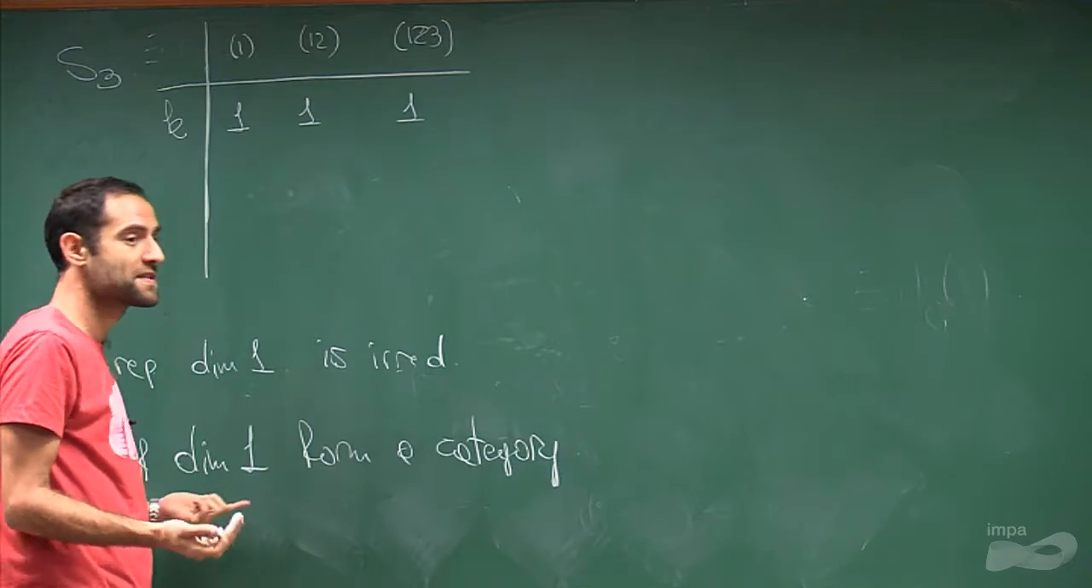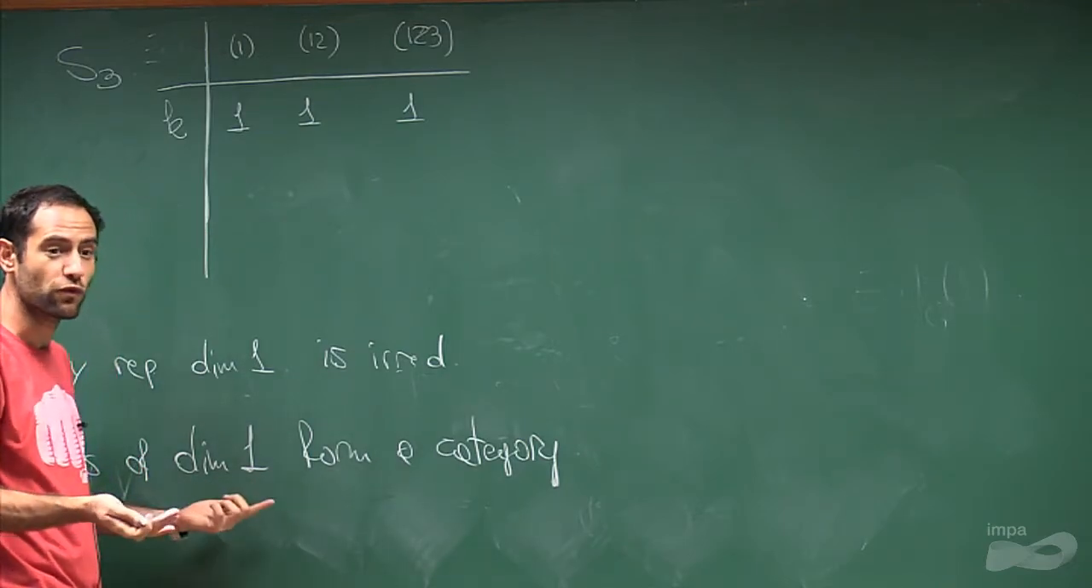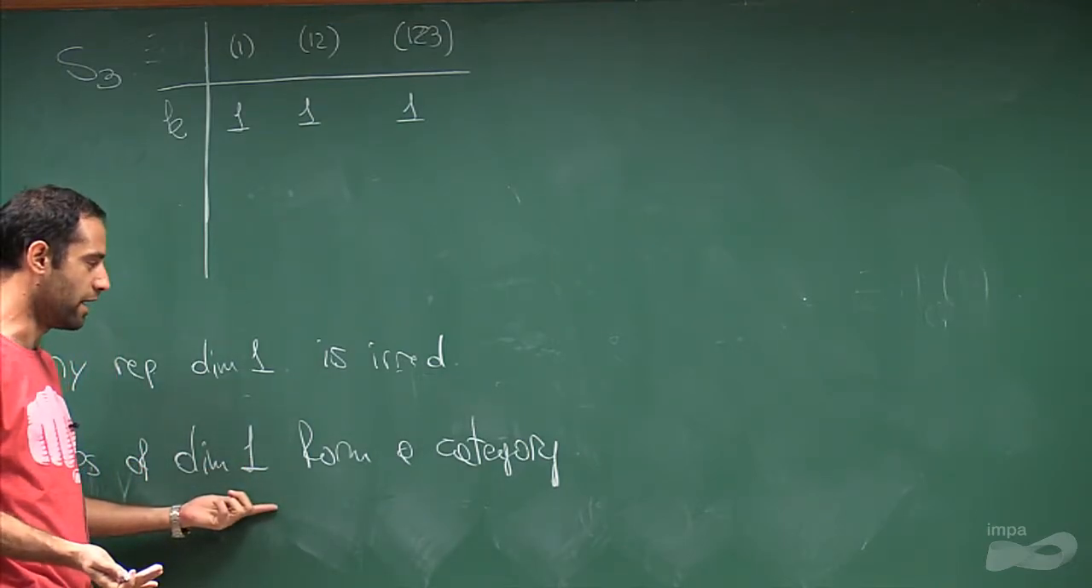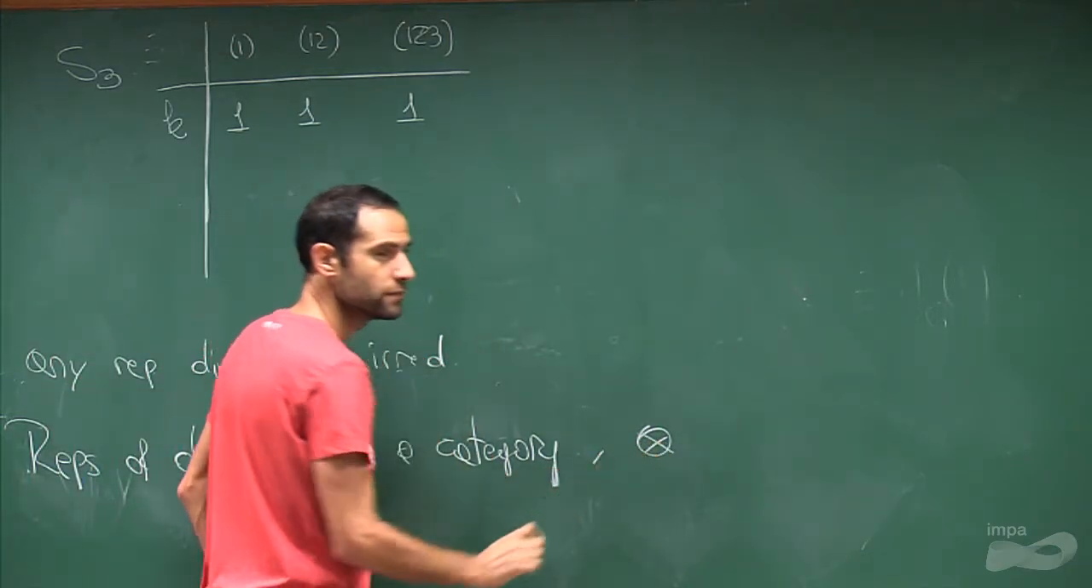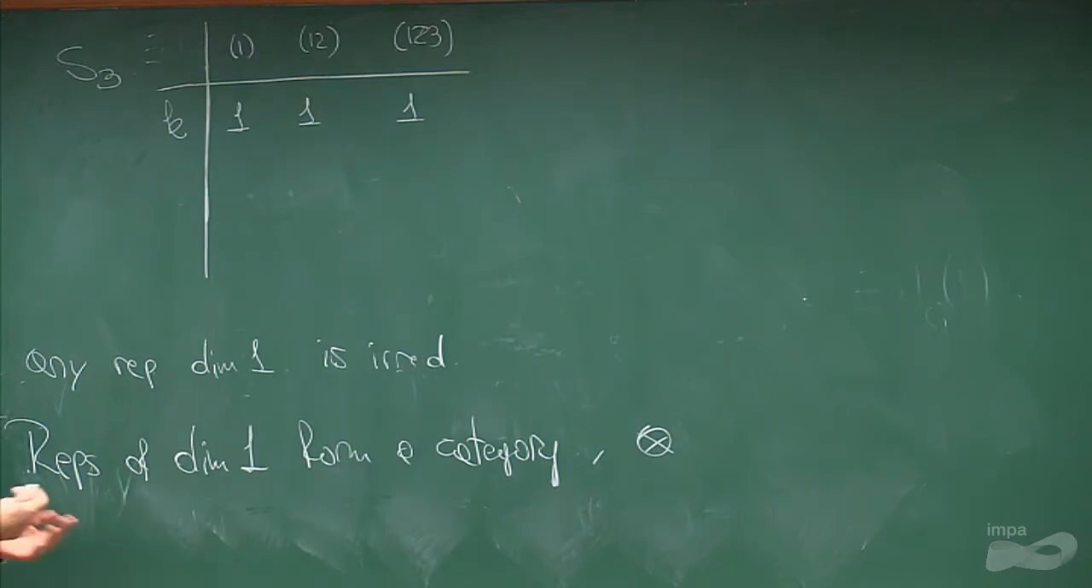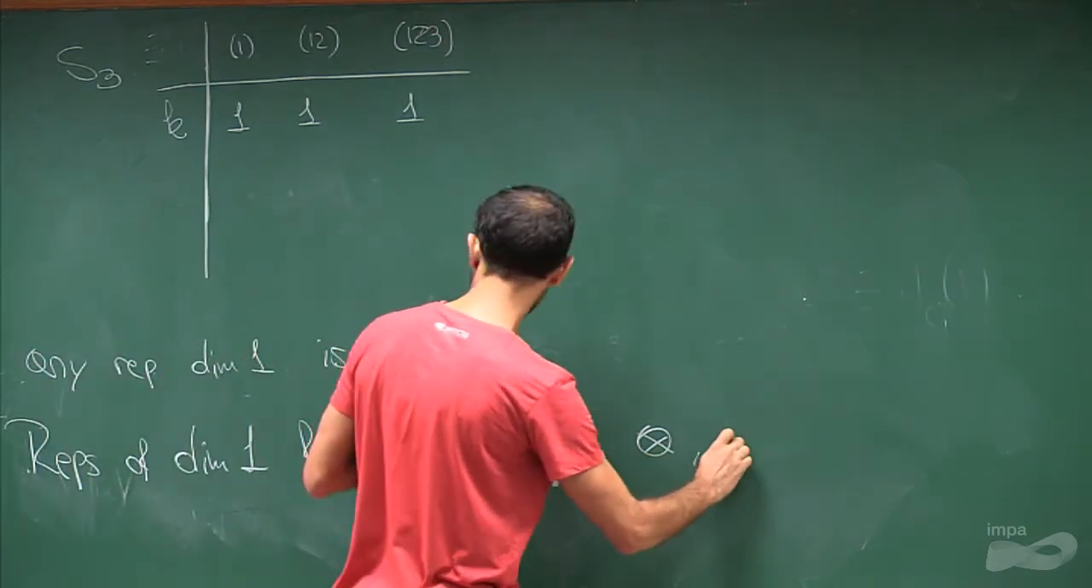I no longer have sums in this category, because a sum of two representations of dimension 1 is a representation of dimension 2. But I do have a tensor product. The tensor product of two one-dimensional vector spaces is a one-dimensional vector space. And I have a unit for that tensor product, which is the trivial representation.